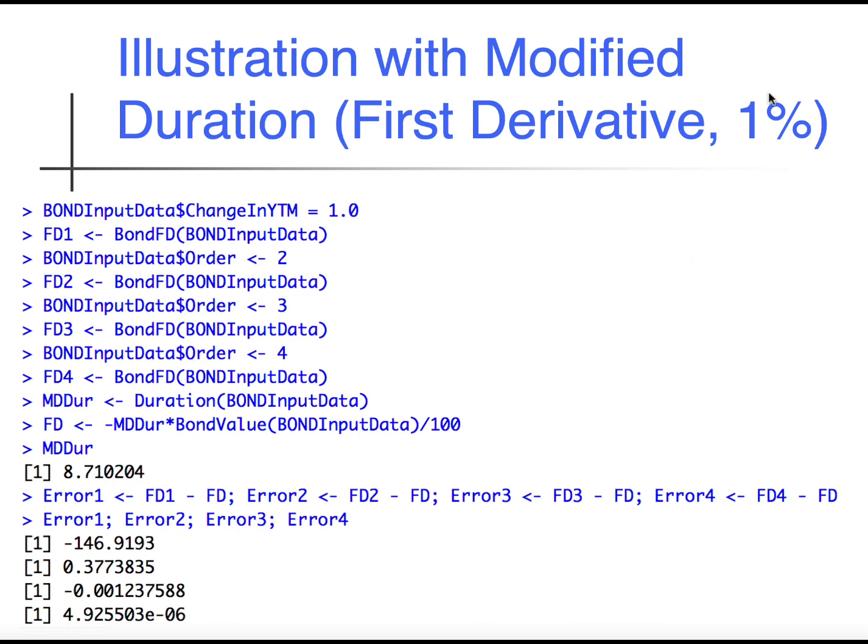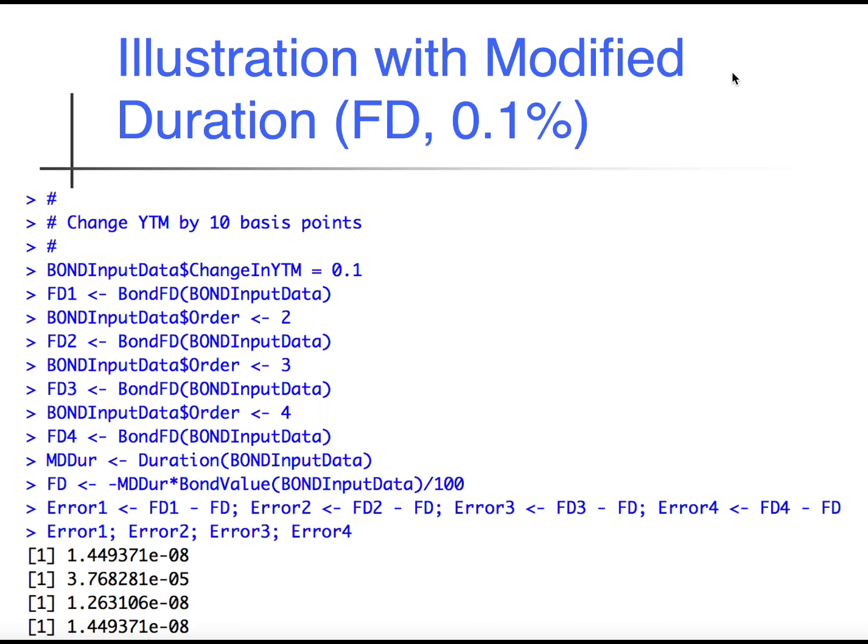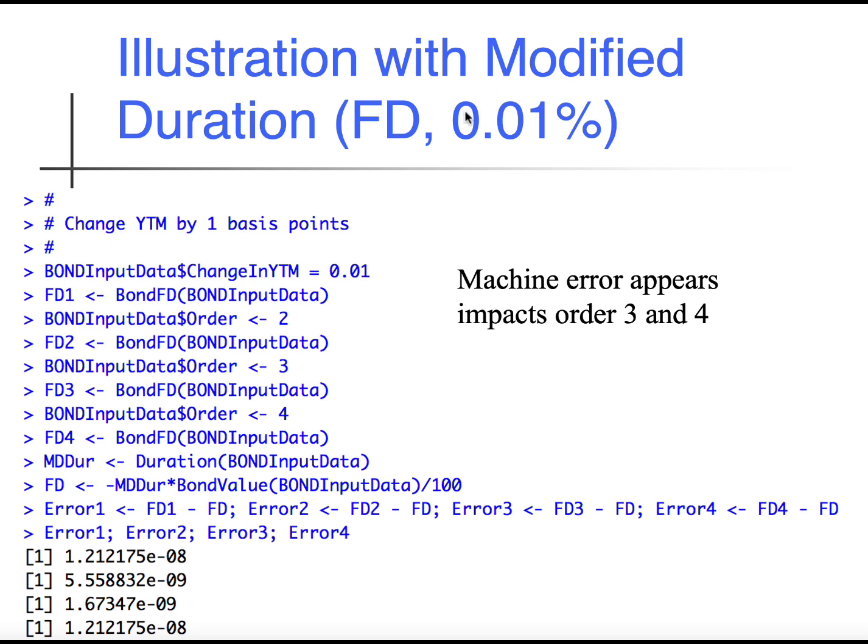But admittedly, a 1% increment is massive. So if I knock that down to 10 basis points, all of these answers are very accurate. A first order approximation is just fine. That will most likely be the case in most of your financial applications. If I move to 1 basis point, then machine error actually starts to kick in at the fourth order of accuracy. And so there's a trade-off between trying to be numerically precise and also introducing machine error.